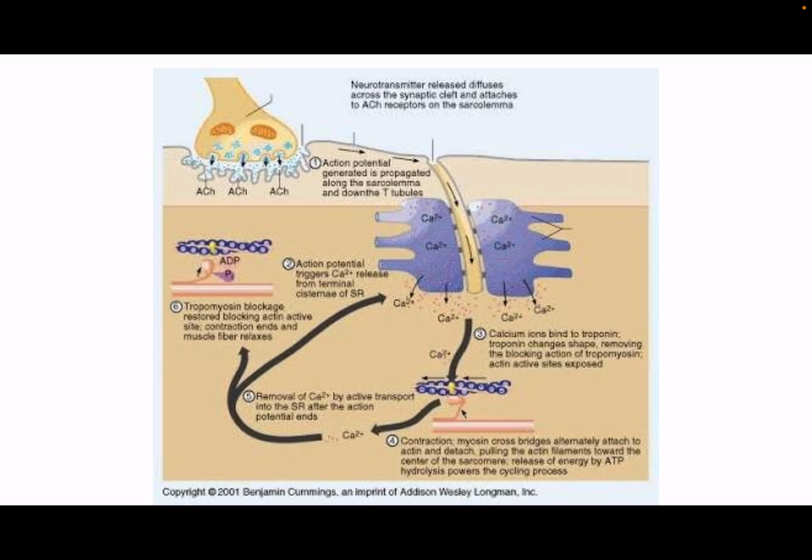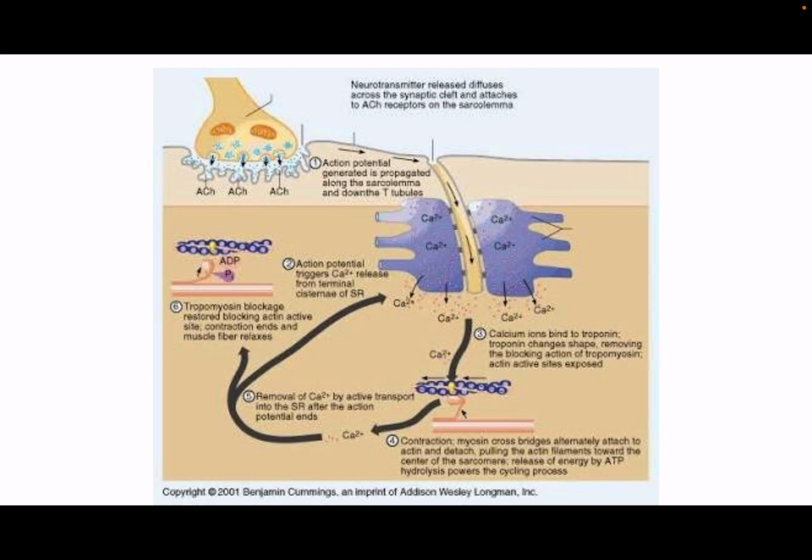If you follow the arrows to the right, that action potential is going to travel along the sarcolemma, which is, again, the cell membrane of the muscle cell, and then go into the T-tubules. The T-tubules, you follow the arrows down, you notice that's taking this excitation deep into the muscle cell.